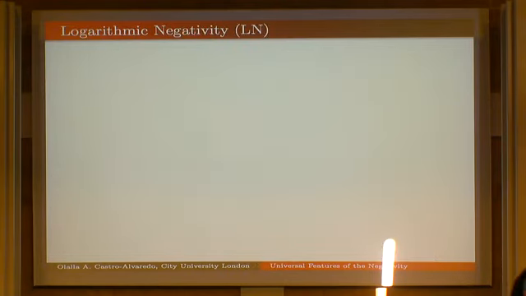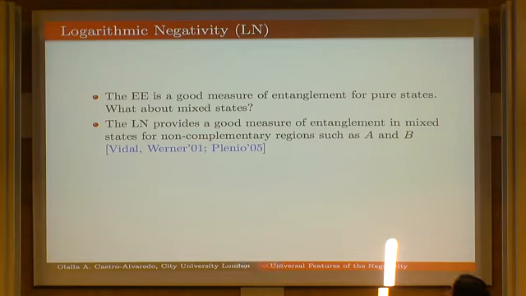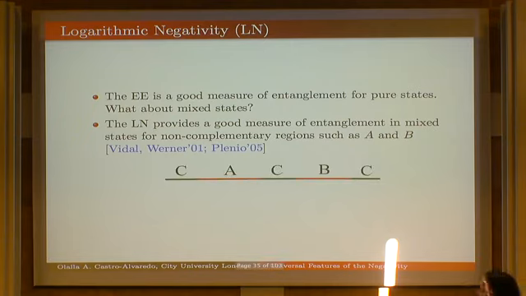But let's talk about negativity, because I've already passed almost half of the time. So how do we compute that? Well, one of the motivations people usually give to look at logarithmic negativity is that the entanglement entropy is a good measure of entanglement for pure states, but not so good for mixed states, because in that case it's not able to separate the entanglement that's purely quantum from the rest. It turns out logarithmic negativity is better to describe mixed states. It provides a good measure in mixed states and also for non-complementary regions, such as in the picture here.